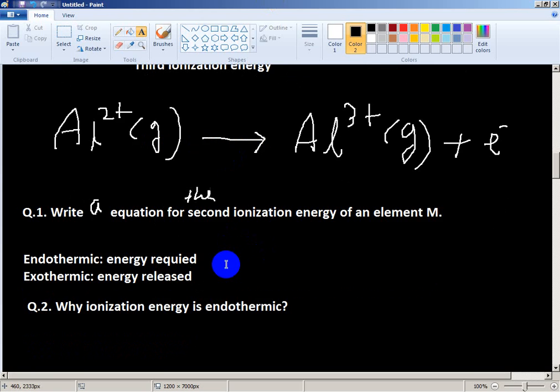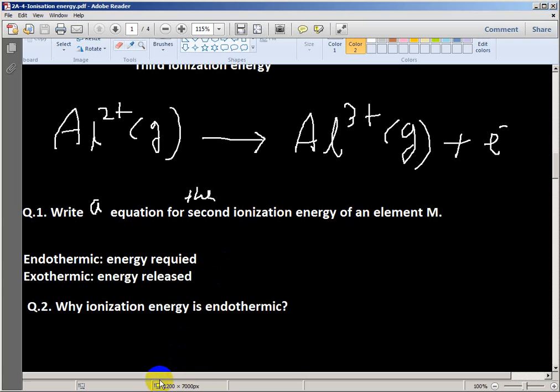Ionization energy is required to remove an electron. Yes, energy is always required to remove an electron. This is given here.